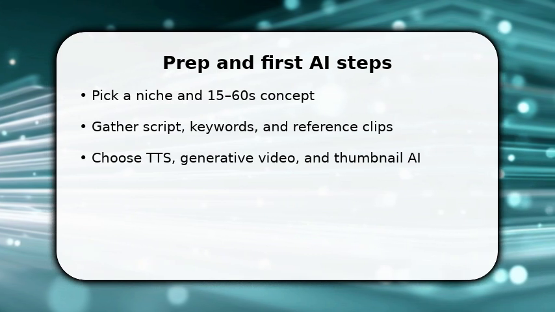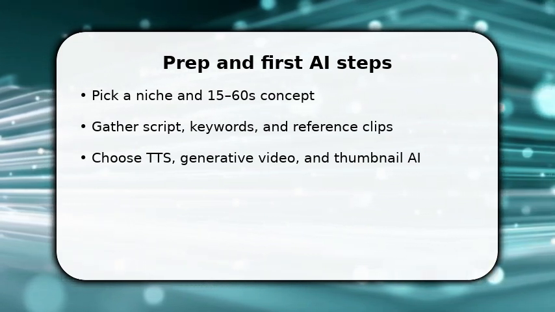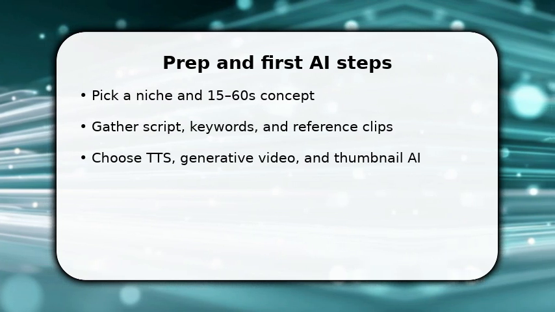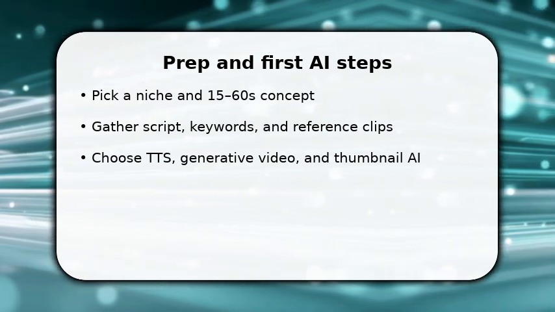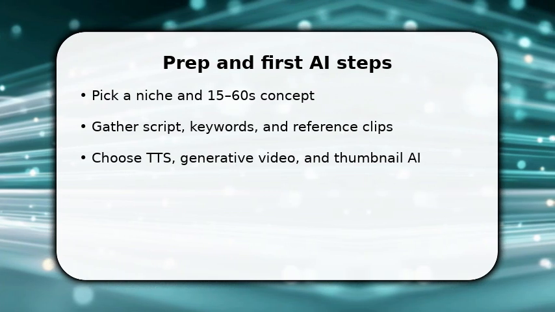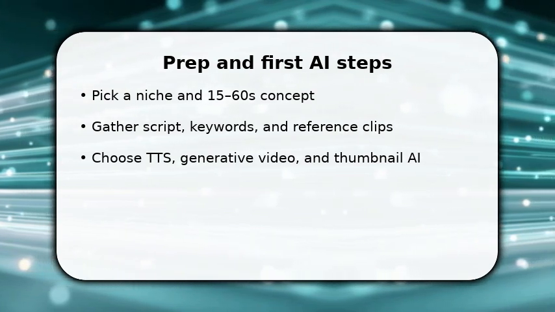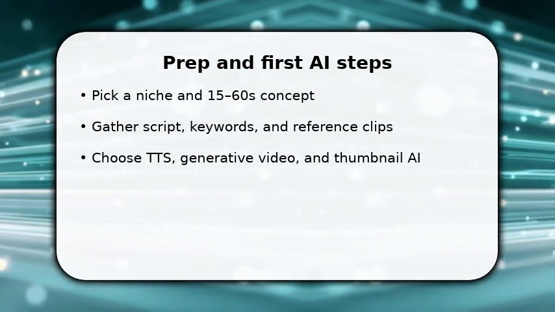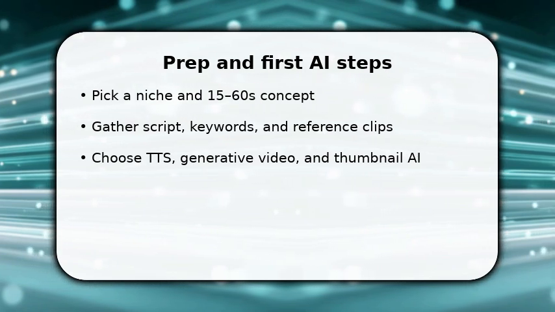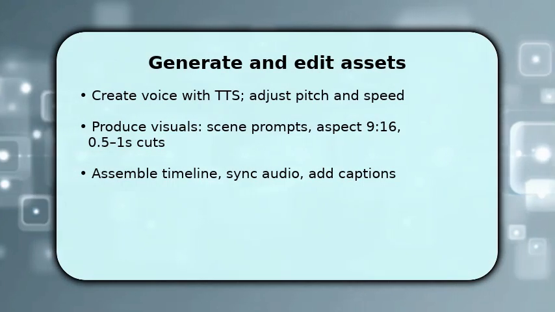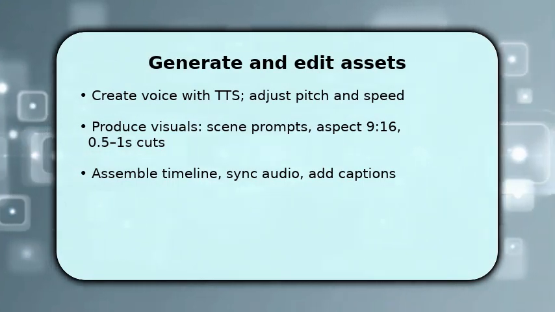Then select AI tools, TTS for voice, an image-to-video or text-to-video generator for visuals, and a thumbnail AI. Make sure to collect reference clips and keywords now so your AI outputs match tone and intent before you generate full assets. Once assets are ready, generate voice and visuals in parallel to save time.